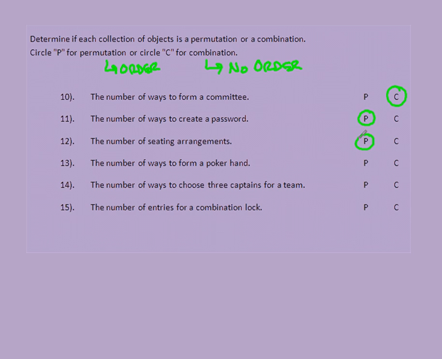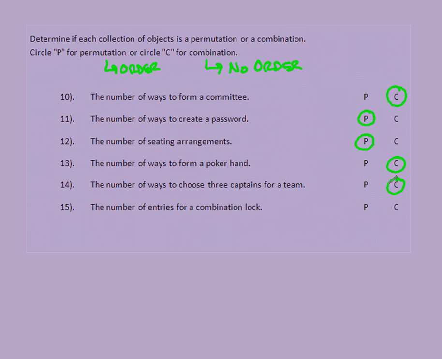Poker hands. It doesn't matter what order in my hand my 5 cards are. That makes it a combination. Choosing captains. I have 3 captains. It doesn't matter really how many. But what it's saying here is that it doesn't matter if I pick Robbie as the first captain or if I pick Johnny as the first captain. They're both equal, same captain.